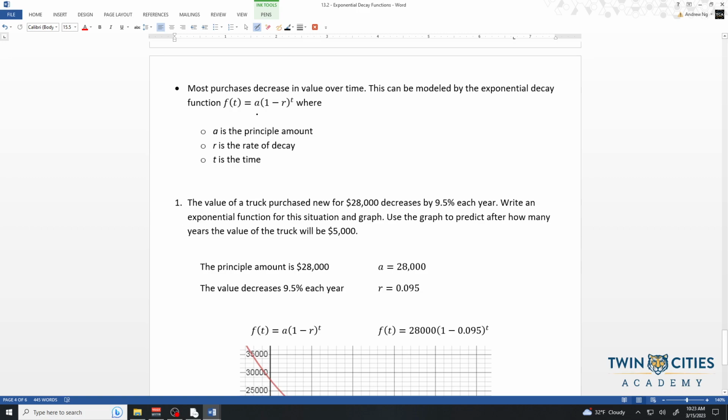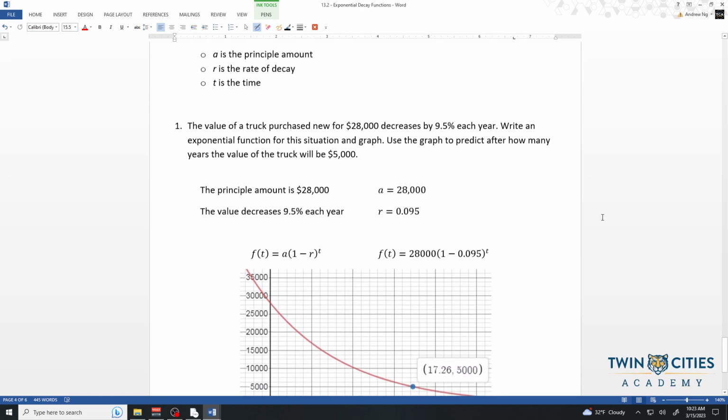A is your principal amount, what you start with. R is your rate of decay. Remember, we want this as a decimal. So if it's 14%, then I'm going to do 14 divided by 100. That'd be 0.14. That's what I'm going to put in for r, 1 minus 0.14. And then t is going to be our time.